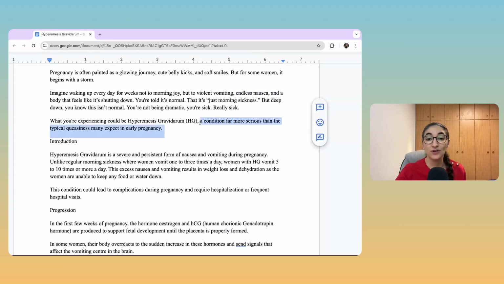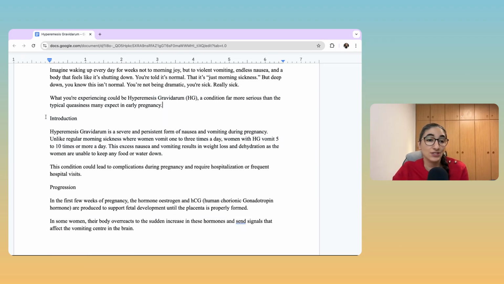And then it says, "a condition far more serious than the typical queasiness many expect in early pregnancy." To strengthen this sentence, I would include some kind of statistic or evidence-based fact from research. It could say how many people experience nausea when they're pregnant and in what time period. Is it mostly the first trimester? And then how common is HG?